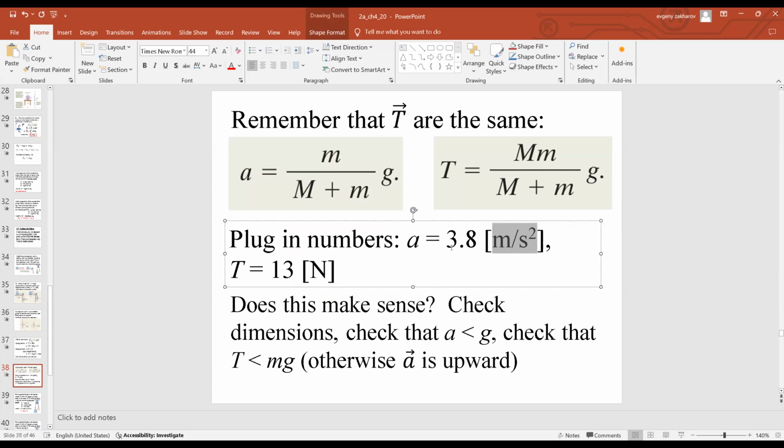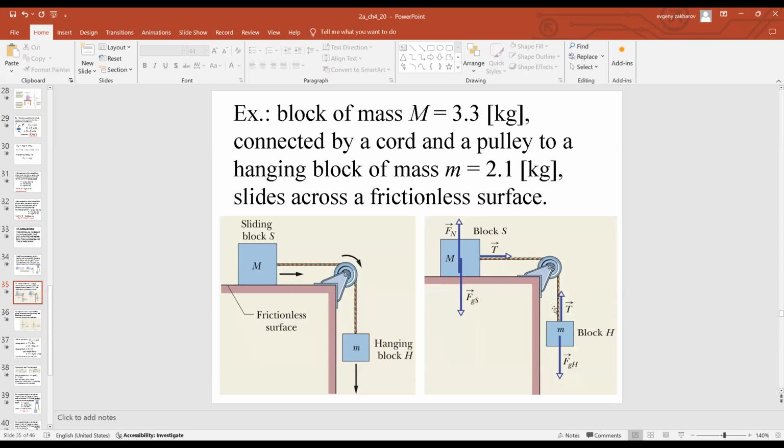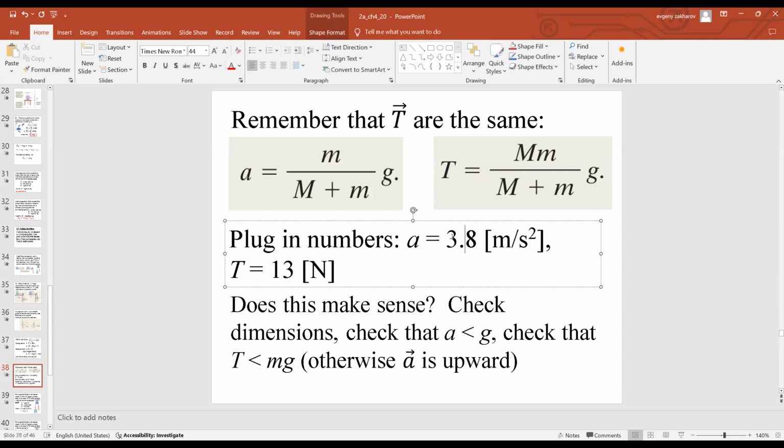And it's not free fall. Remember, it was free fall? Do we have free fall here? No, this block is connected to the other block. It's falling, but it's not free falling. So you can't say 9.8. Your acceleration is less than that because it has been slowed down by another block.